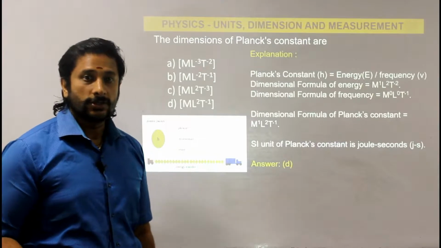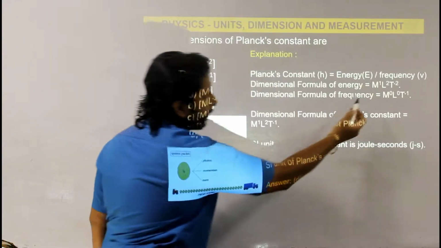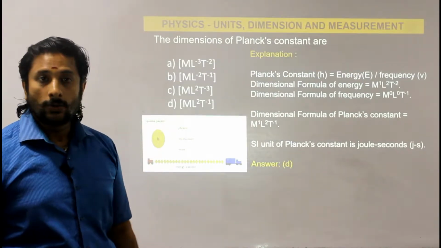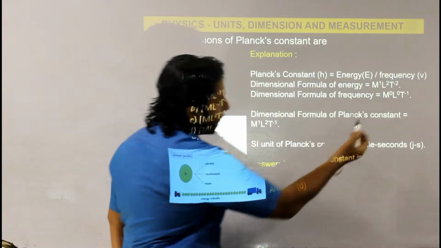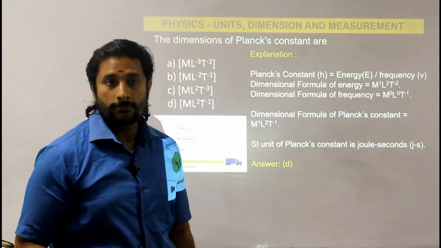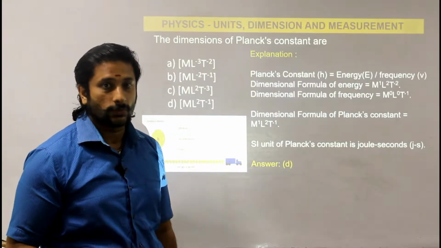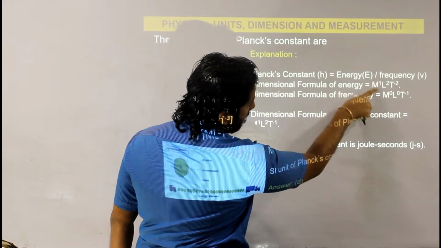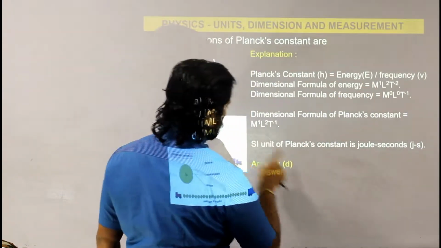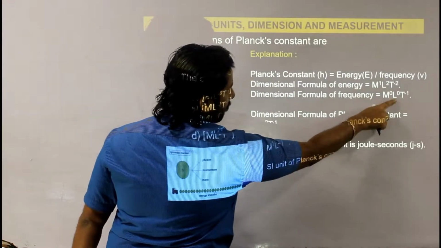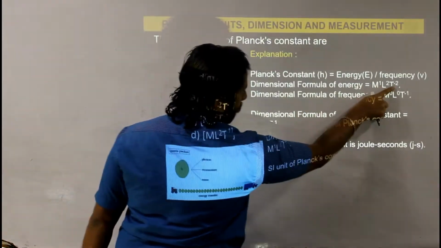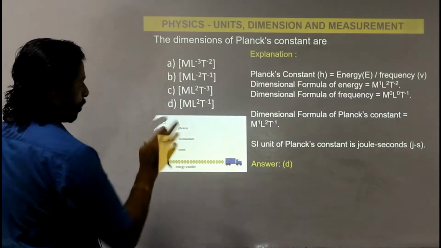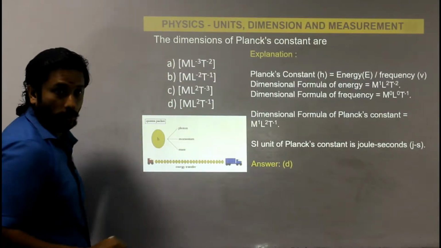If we talk about the energy, the dimension of energy is M L square T power minus 2. Over here, the dimensional formula for frequency is per time. So M power 0, L power 0 and T power minus 1. So dividing these, you get M here. L square divided by L0 is L square. T power minus 2 divided by T power minus 1 is T power minus 1. So obviously the option is M L square T power minus 1.